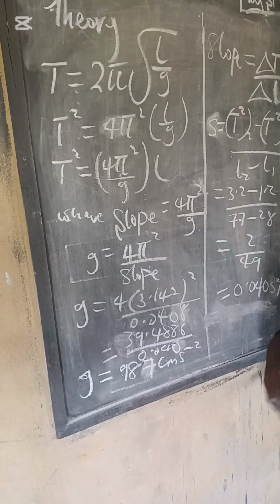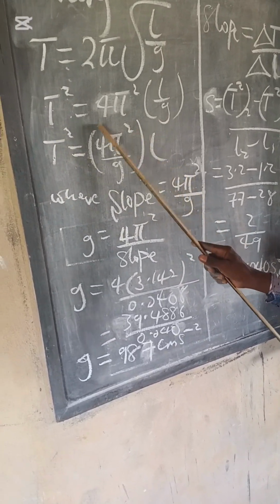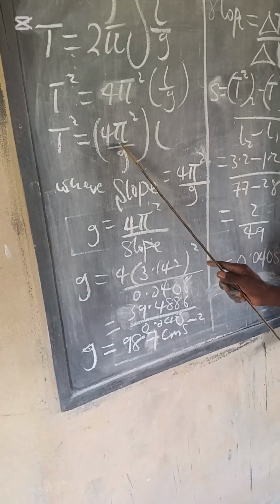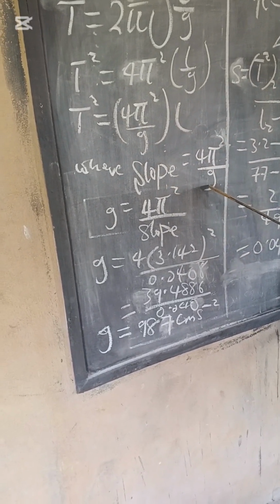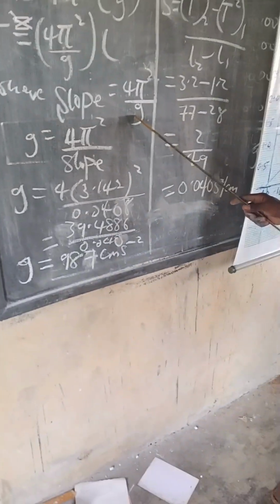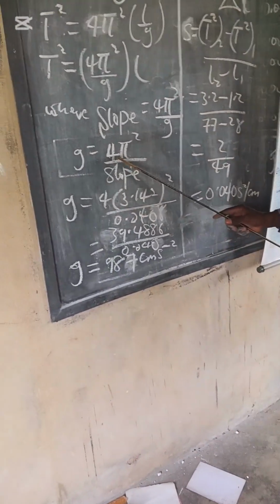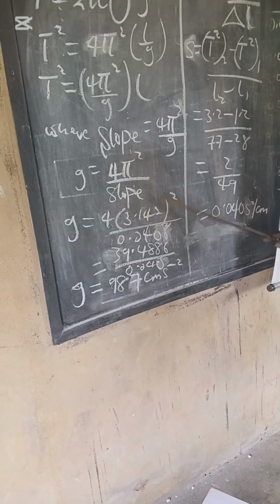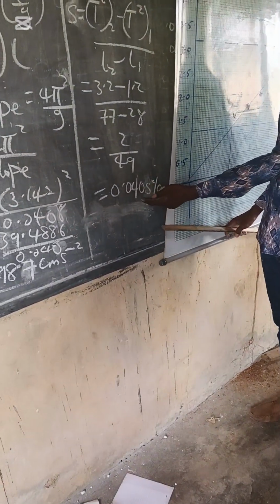So if we plot a graph of T square against L, this one becomes the slope of the graph. So the slope of the graph is equal to 4 pi square over g. Now, making g the subject of the formula, we have g equals 4 pi square over slope. Here, pi is 3.142, squared, over the slope. Our slope is 0.04.